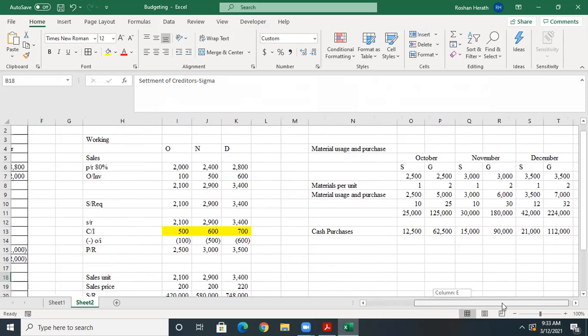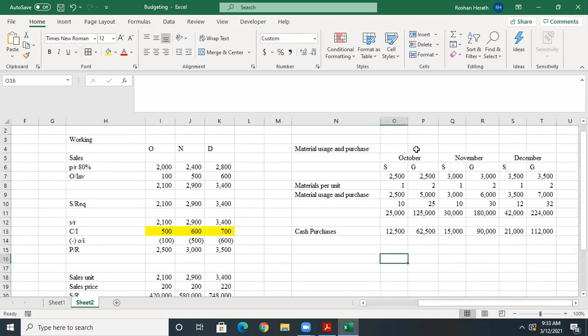Right, okay, fine. Then let's come to the October month. Cash purchases 12,500 and 62,500.